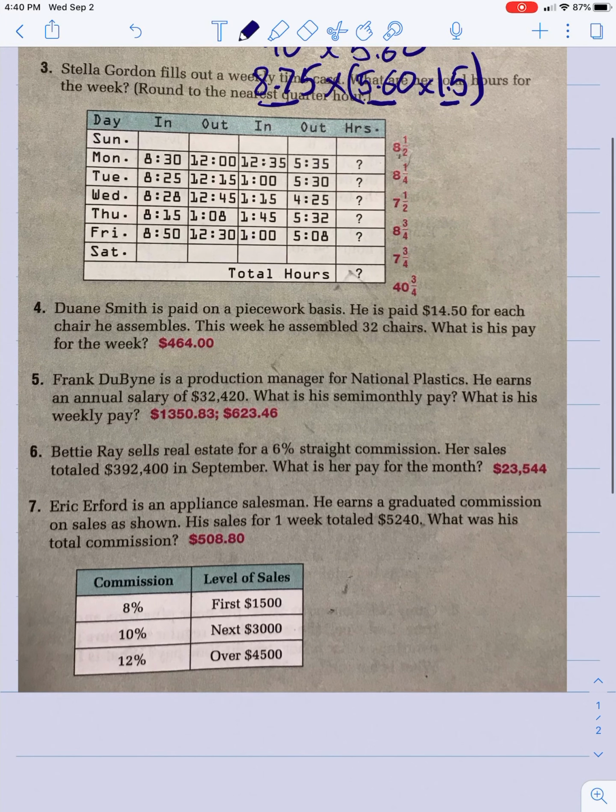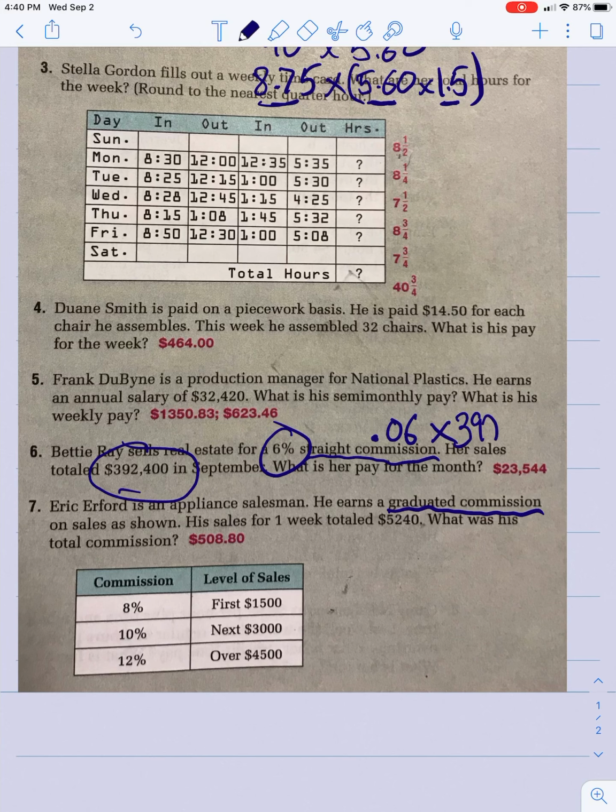Remember that straight commission, okay, is the easy one. Don't get that. The graduated, I'll admit, is a little difficult. Okay, the straight commission is one multiplication problem. So you're going to take whatever percent they give you, 6%, and you're going to multiply it by how much in sales the person had, 392,400, and that should give you your answer. Okay, so the amount of sales times the percent.